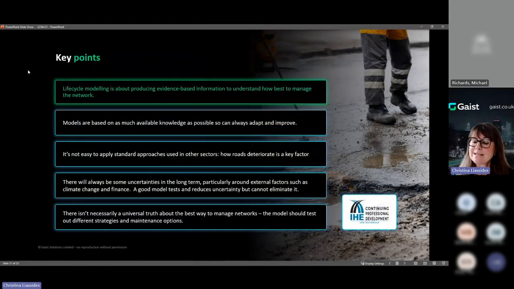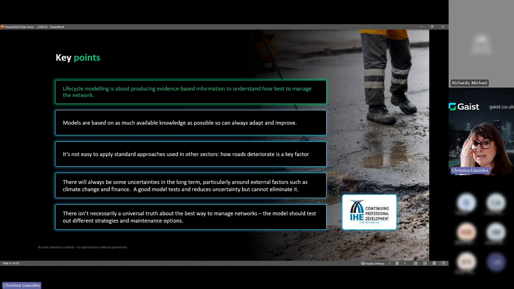So I'm nearly done. The key takeaway points, really. Life cycle modelling as a principle is about producing evidence-based information to understand how best to manage the network. The models are based on as much available knowledge as possible, so they can always adapt and improve.